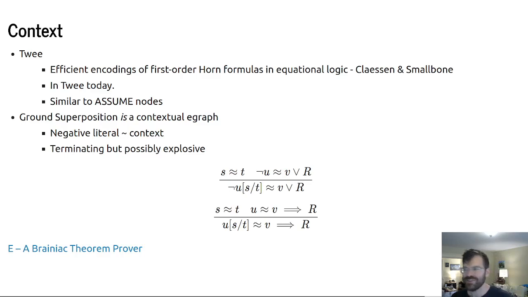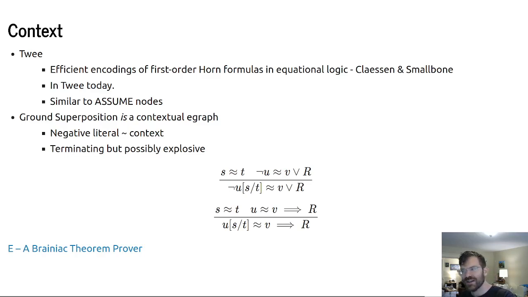And TRAAT has it today, and they sort of do it by encoding it into an equational theory, which is very similar to the assume node technique in EGraphs from Sam Coward et al.'s work. Also note that ground superposition is, perhaps in some sense, a contextual EGraph. Ground superposition is kind of a generalization of completion, but it has clauses from the get-go.